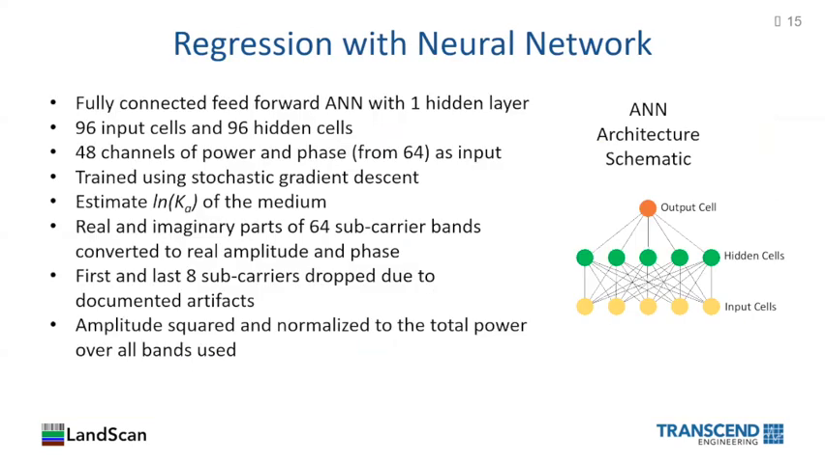Then we did a regression analysis with a simple neural network design. It's just one hidden layer, one layer of inputs. There's a schematic of it with only 5 nodes shown, but we had 96 nodes because we carried 48 subcarrier bands, where we converted amplitude to power, and we carried the phase. And I just realized I can see what I'm presenting up here.